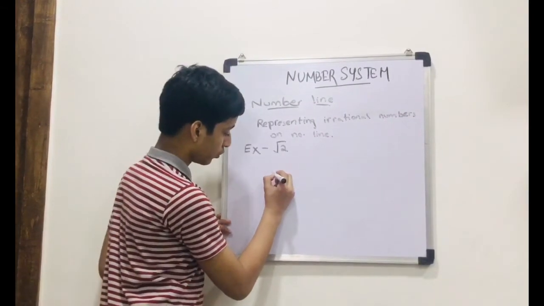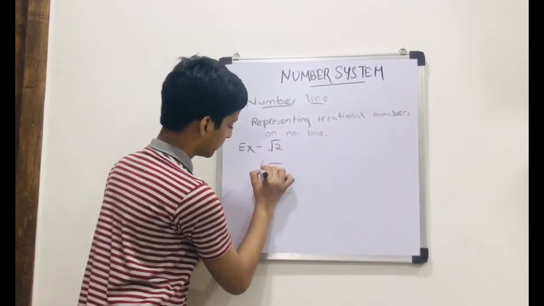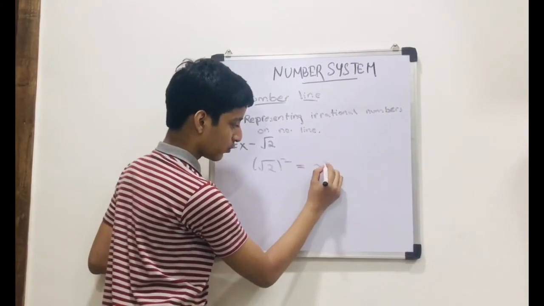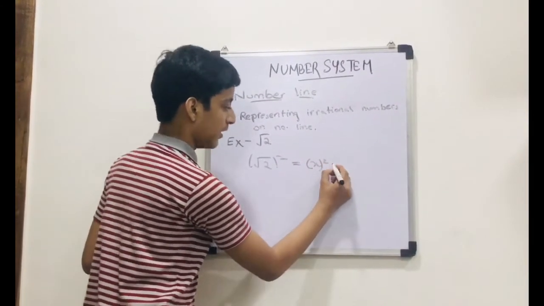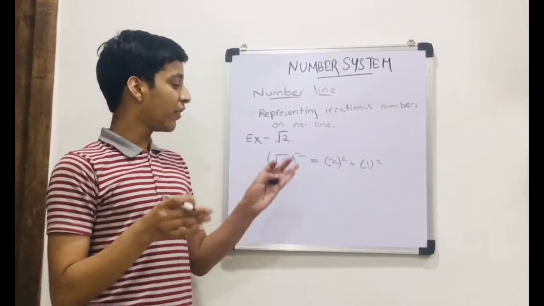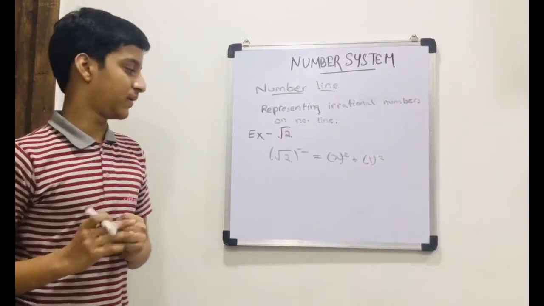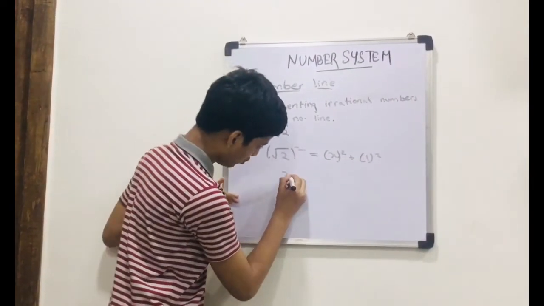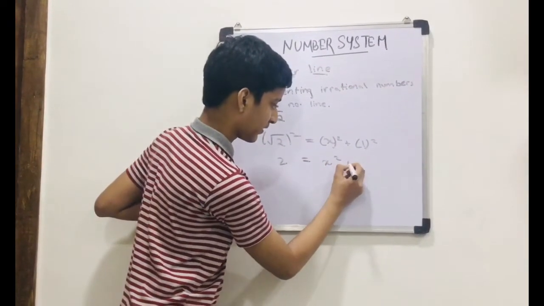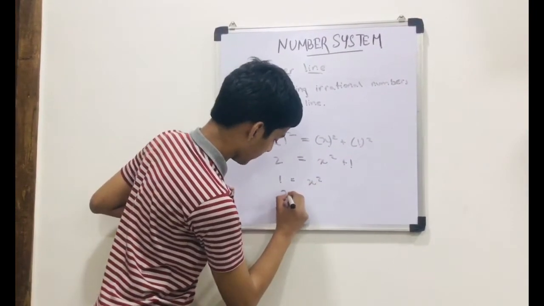So root 2, because it would be hypotenuse, that's why it would be root 2 here, is equal to x square plus 1 square. Why I have taken 1, I suggest you should take 1 only, because it makes easy to calculate. Okay, so it becomes 2 is equal to x square plus 1. So 1 is equal to x square and x is equal to 1.